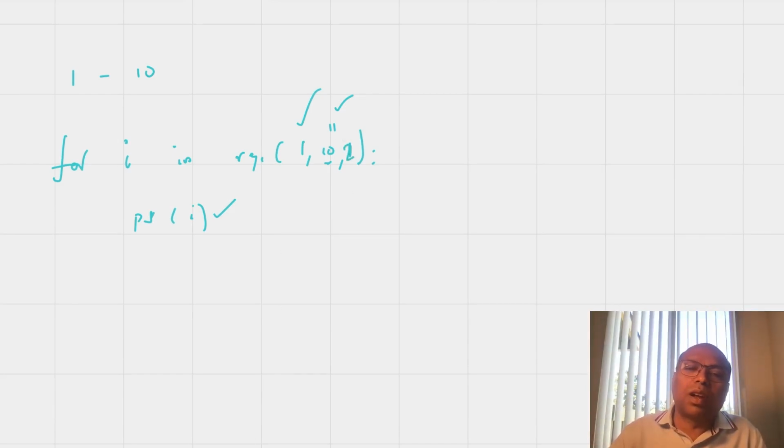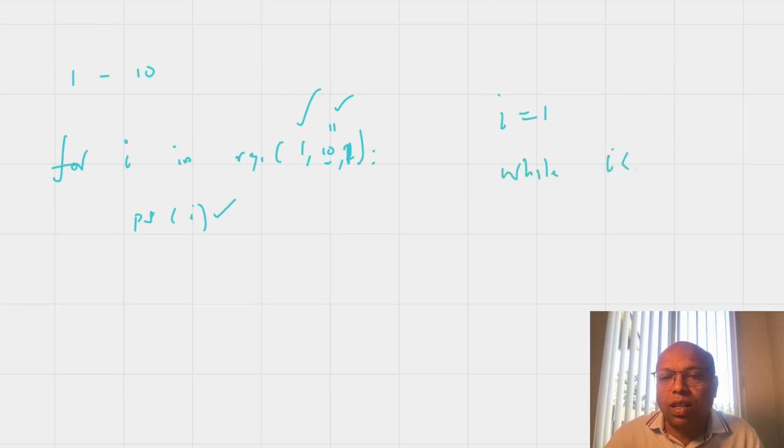The same thing I'm going to write in a while loop. My initialization is outside. The condition is inside the while: i is less than or equal to 10. This is the header. Below the header, you write the body. In the body, you write the statement, which is print i. Then we have the updation: i equals i plus 1. Every time we increase i by 1. Updation has to be there.